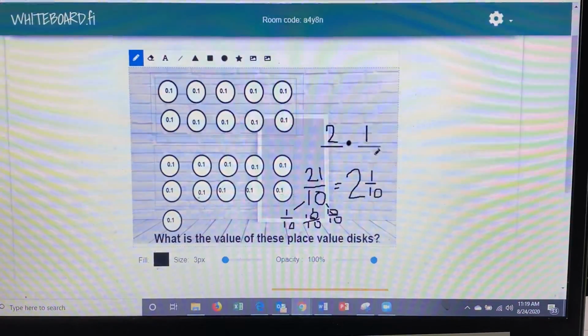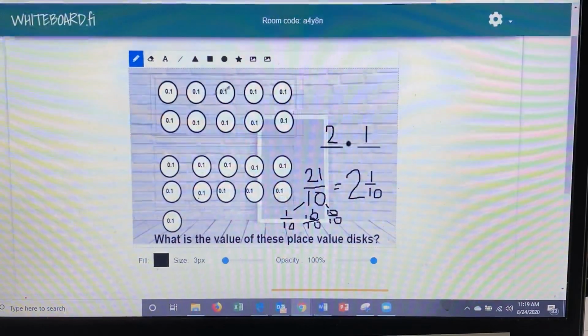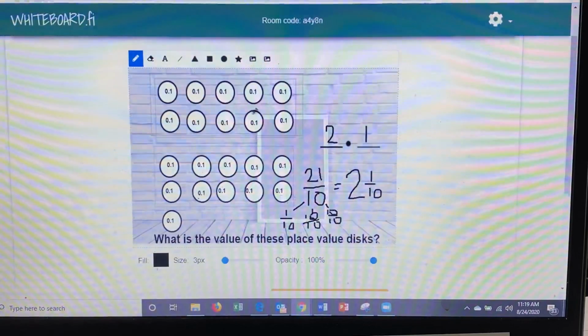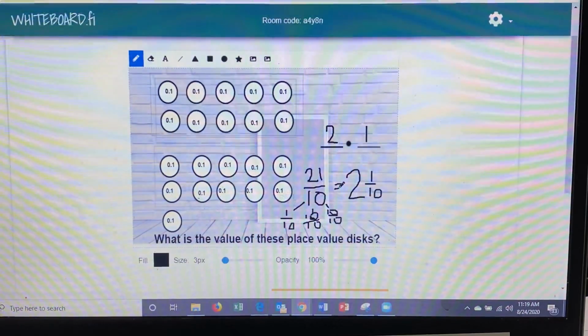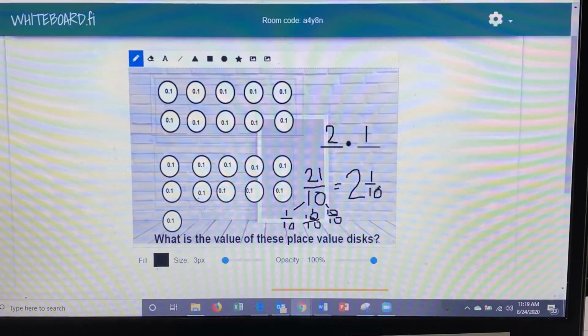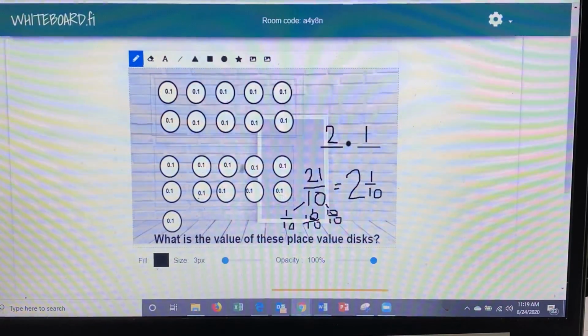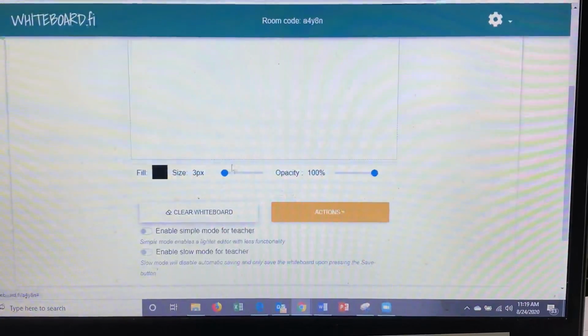Here, I've now figured out how to represent the mixed units in place value discs, but show it in the fraction, and that got me to show a mixed number, which ultimately helped me turn it into a decimal. Okay. Now, the next thing that we're going to do is this whiteboard.